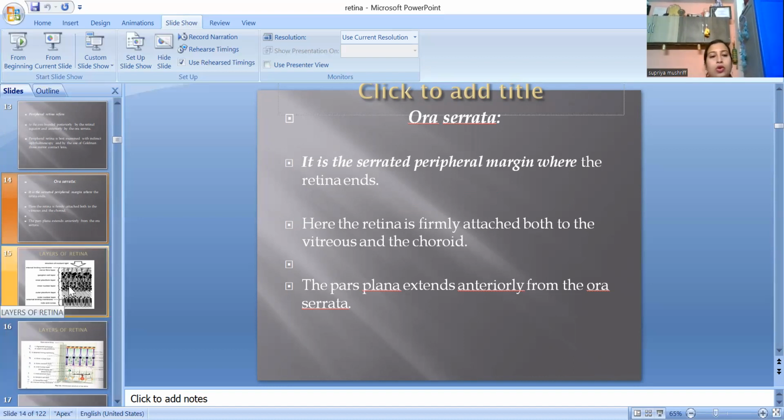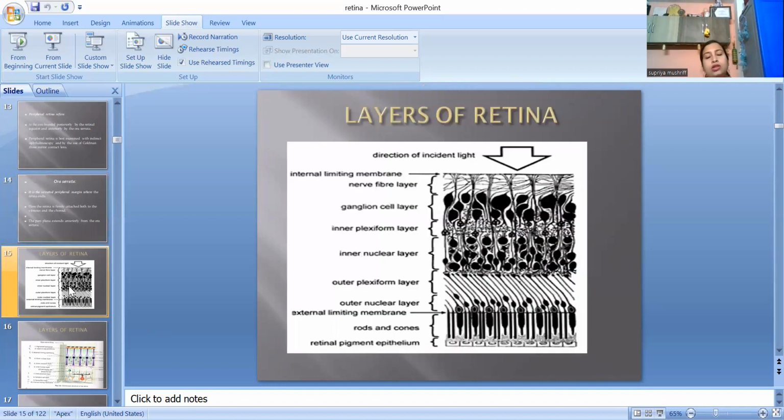Now we get to know all the different regions of the retina. Now the various layers of the retina. This is a diagrammatic representation of the various layers of the retina. It comes in your pre-PG examination and also as MCQs in your theory. How many layers are there in the retina?